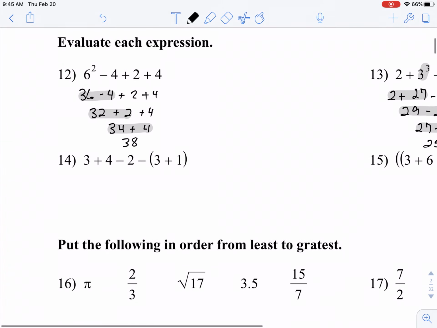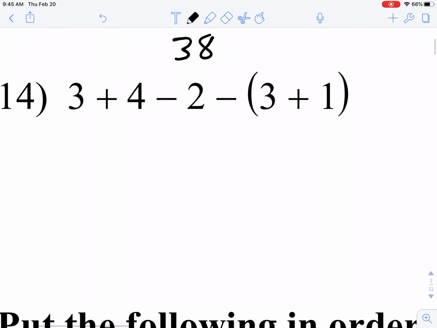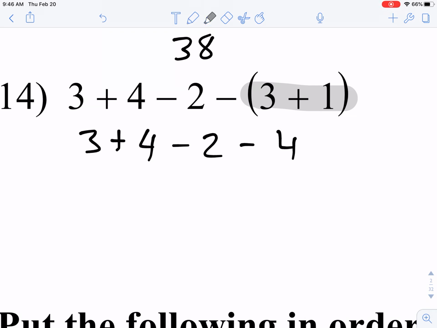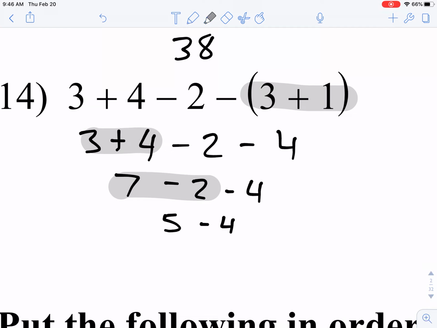Moving on to problem number 14. In this problem, we do have a set of parentheses. We're going to focus on those first. So 3 plus 1 is 4. Bring down your minus sign, the 2, the minus sign, the 4, the plus sign, and the 3. And then we have addition and subtraction left, so we work left to right. 3 plus 4 is 7. Minus 2 comes down, minus 4 comes down. 7 minus 2 is 5. Minus 4 comes down. 5 minus 4 is 1.